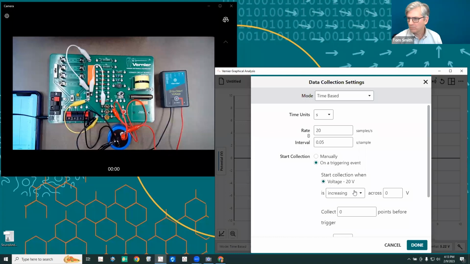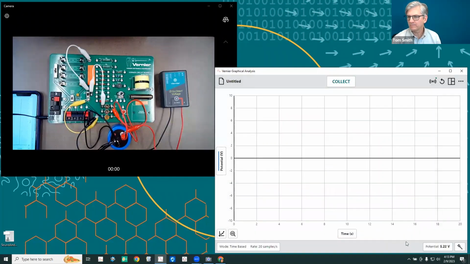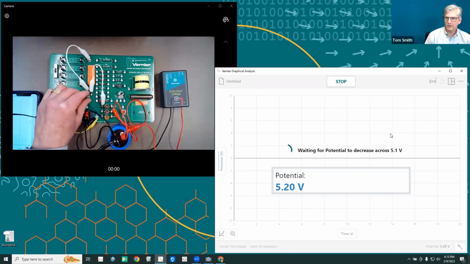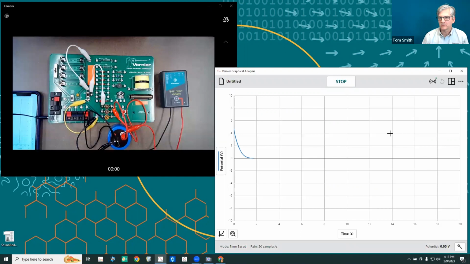So my voltage, when I just have the circuit set up, is about 5.2 volts. I want to start data collection as it's decreasing. I want to catch that exponential decay of the voltage as I release the charge from the capacitor. And I'm going to set that at about 5.1 volts, just to give me a little bit of headroom there to collect data. So now if I hit collect, it's going to sit there and wait for that voltage to drop. And I can simply come here and click across that line there.